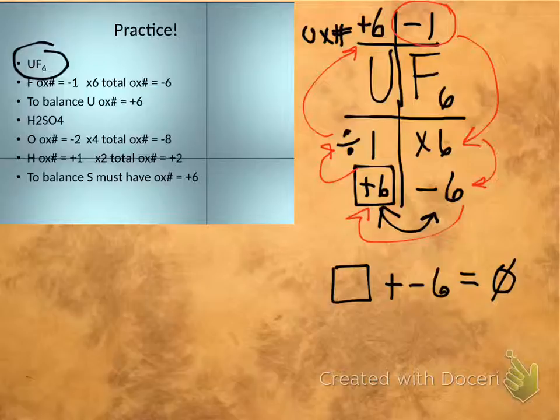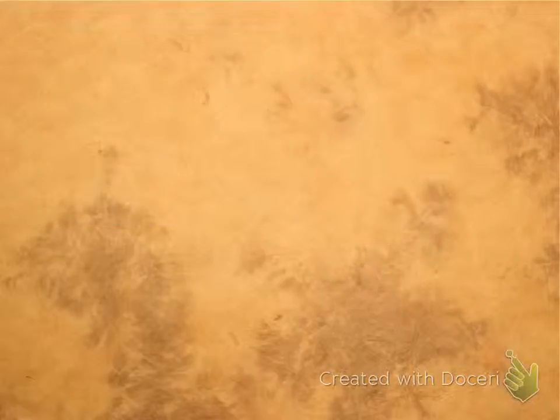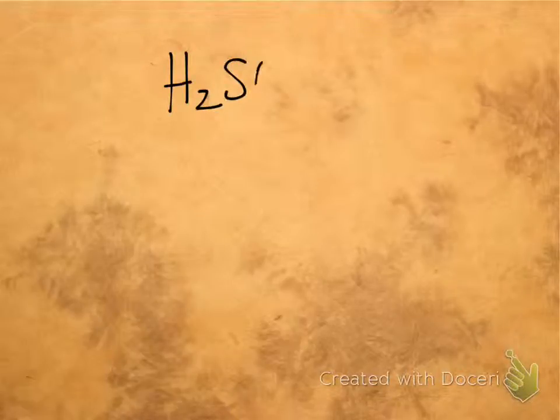Let's do one that's a little tougher. Let's do one that has 3 things in it. So we'll do H2SO4. Do you remember what compound that is? We just talked about it earlier. It's sulfuric acid. Nasty, nasty, nasty stuff. So, sulfuric acid. Do we have a rule for any of the elements here?